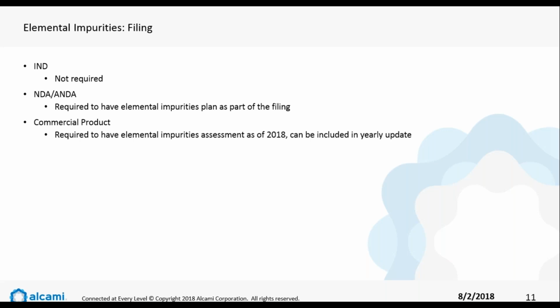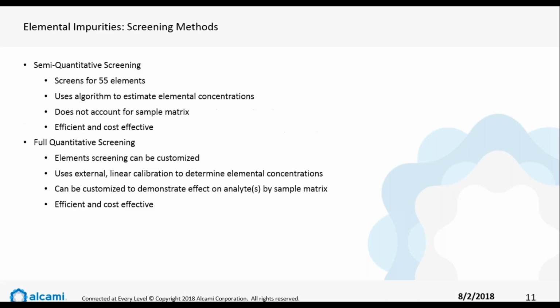And then for current commercial products, as of 2018, this has become effective. If you are a current commercial product, it's required that you be compliant with the elemental impurities regulation, and that can be done by adding the report to your yearly update.